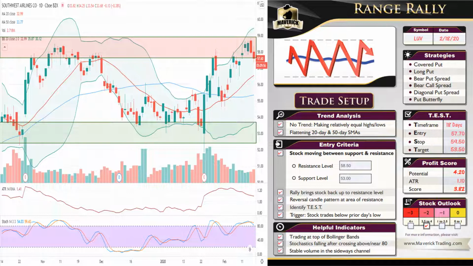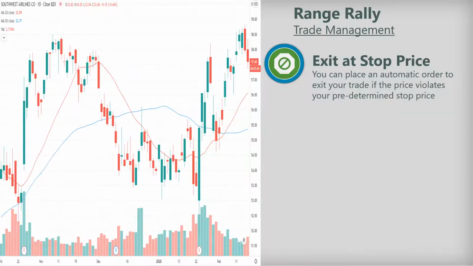And we are going to target this thing at 53.50, which, once again, is not quite the support level bottom. You notice our support level here says $53. However, our target is 53.50, 50 cents before. So we're not being too greedy. We went ahead and took our entry and our target, and we came up with a potential $4.20. We had an ATR of $1.10. It gave us a score of 3.82, which is a -2 outlook.